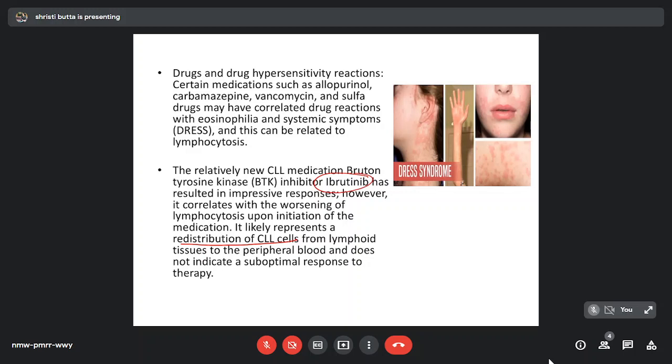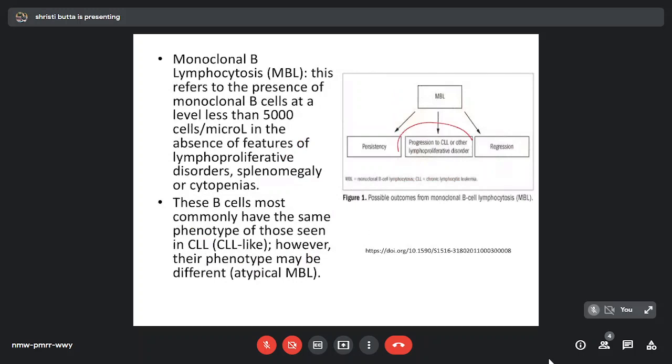Monoclonal B lymphocytosis. This refers to the presence of monoclonal B cells at a level that is less than 5,000 cells per microliter in the absence of features of lymphoproliferative disorder like splenomegaly and/or cytopenias. The disease may either be persistent, undergo regression, or even progress to CLL. So monoclonal B lymphocytosis can progress to CLL.